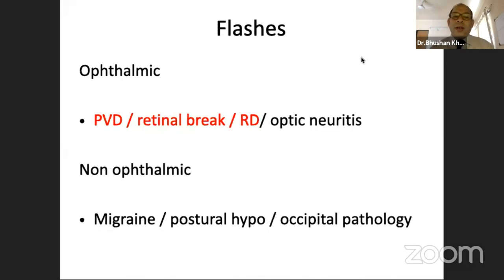Just to complete my talk, there may be other reasons for flashes of light for a patient, but this does not come under the purview of my talk, which is directed more so towards targeted patients of retinal detachment.